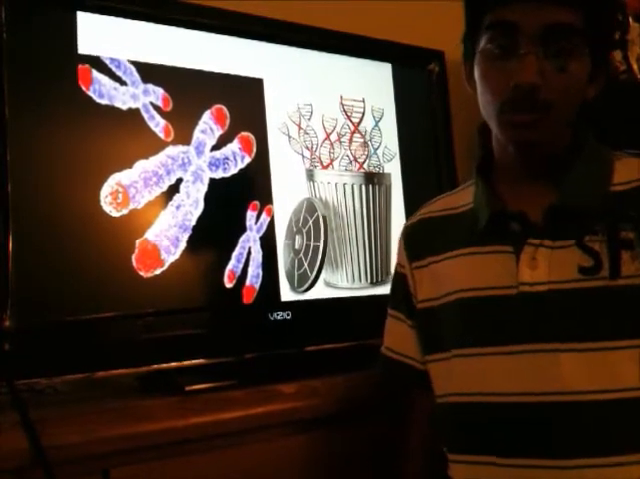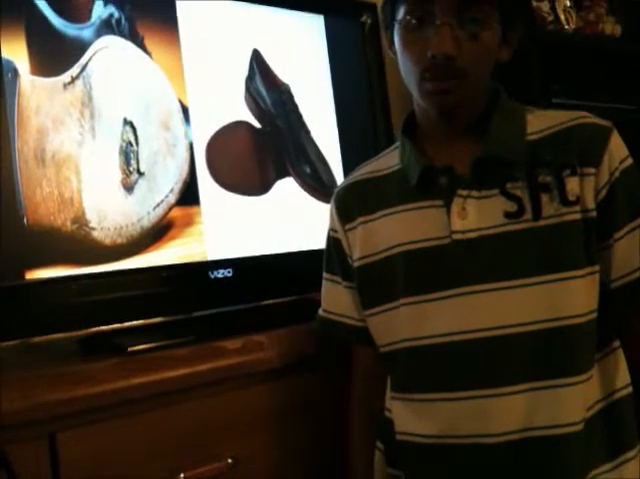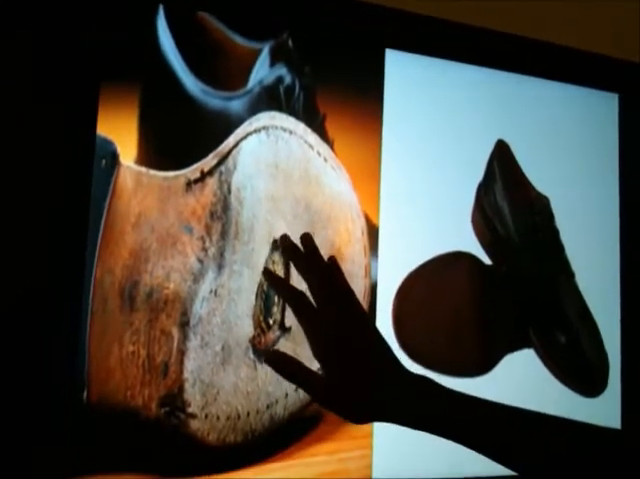When chromosomes do their thing, some telomeres break off. To keep it simple, fewer telomeres equals an older cell. More telomeres equals a younger cell. As you can see right here, with the bottom of a shoe, the less heel it has, the older it is. The more it has, the younger it is, the newer it is.